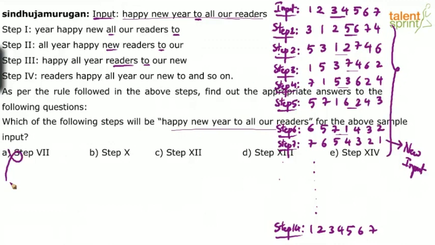Now it is obvious, after we have already discussed, that after 14 steps we will again get the same thing: 1, 2, 3, 4, 5, 6, 7. If you pass the input as 1, 2, 3, 4, 5, 6, 7, after 7 steps it becomes 7, 6, 5, 4, 3, 2, 1. After 7 more steps, the 7, 6, 5, 4, 3, 2, 1 will become 1, 2, 3, 4, 5, 6, 7.